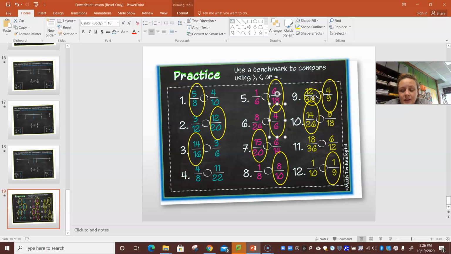4/9 is greater than 12/30. I say it's tricky because they were both less than a half, but this one was closer to a half. 14/26, that's a little bit more than a half because 13/26 would be a half, whereas this one's right at a half. These are equivalent. 18 is half of 36, 6 is half of 12, so they're both equivalent to a half. And remember, 1/9 is greater because when the numerators are the same, the bigger the denominator, the smaller the fraction is, because this is like 1 out of 9 pieces, whereas this is 1 out of 10 pieces. Great work, friends.